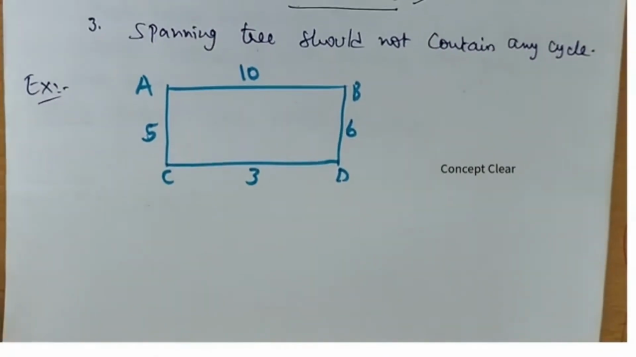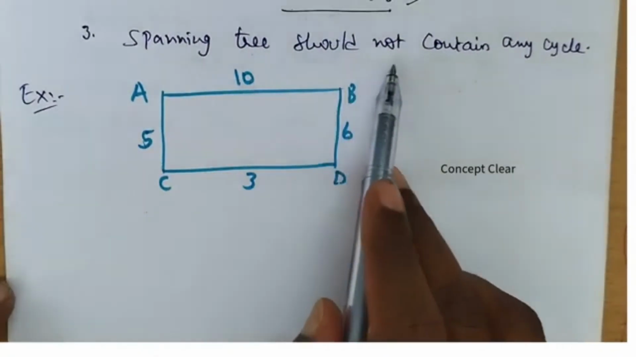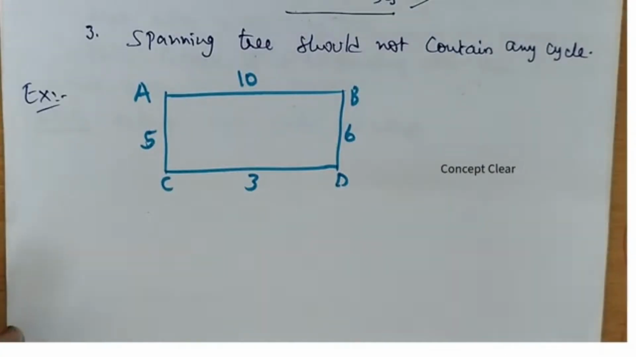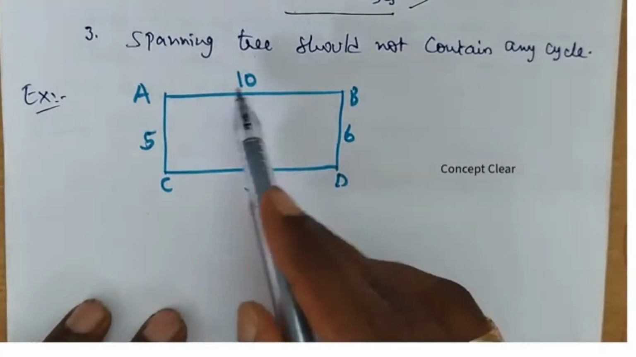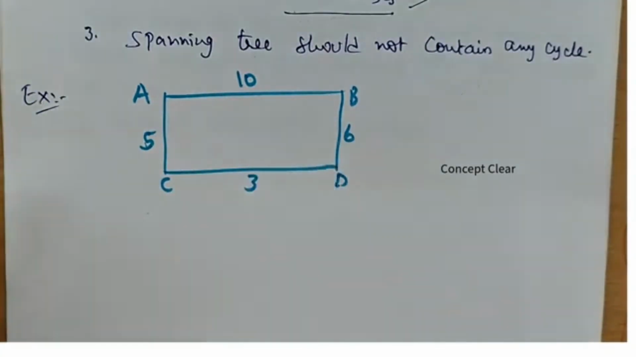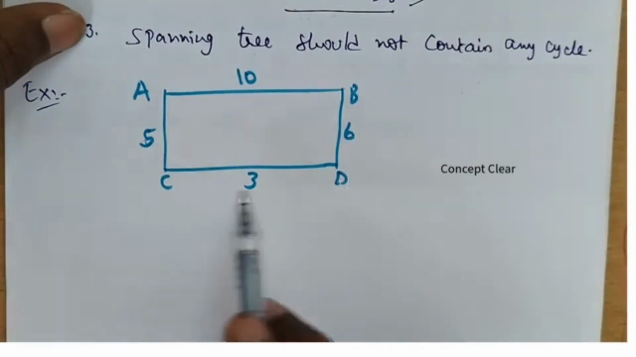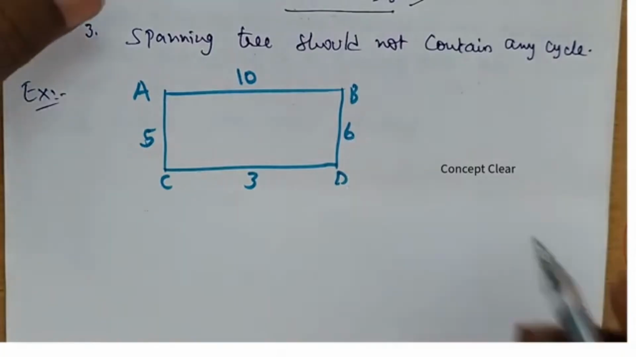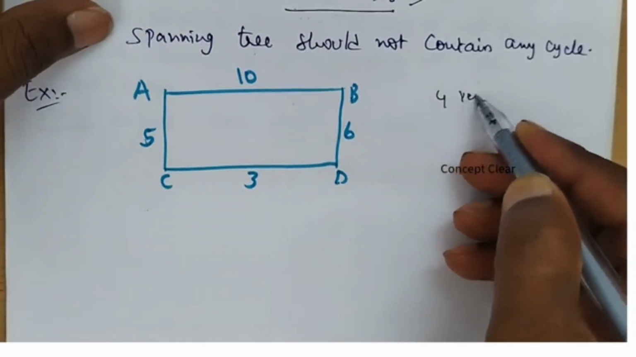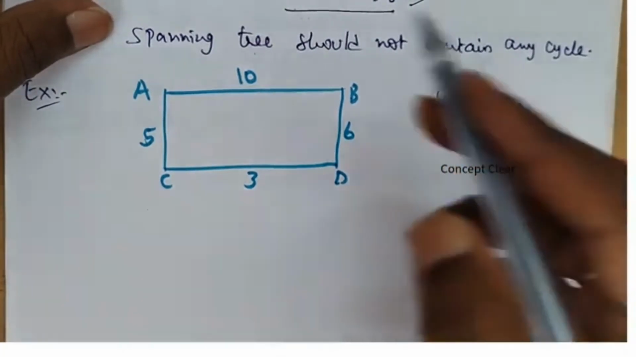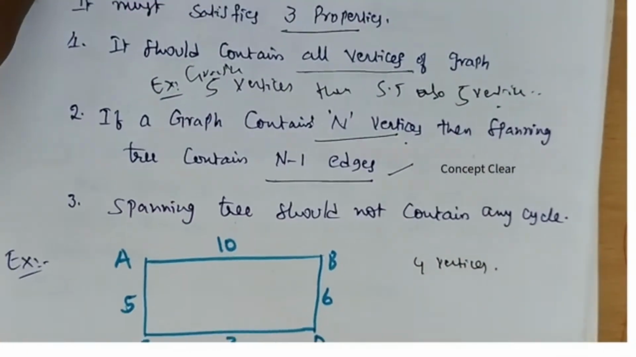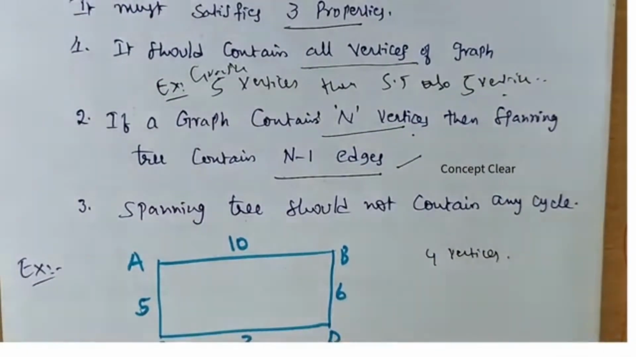And the last condition is, the spanning tree should not contain any cyclic form. Any cyclic form means it should not contain any closed form. See here, this is an example graph. I am taking example graph A, B, C, D with 4 vertices. What is the first condition here? The spanning tree should contain all vertices.